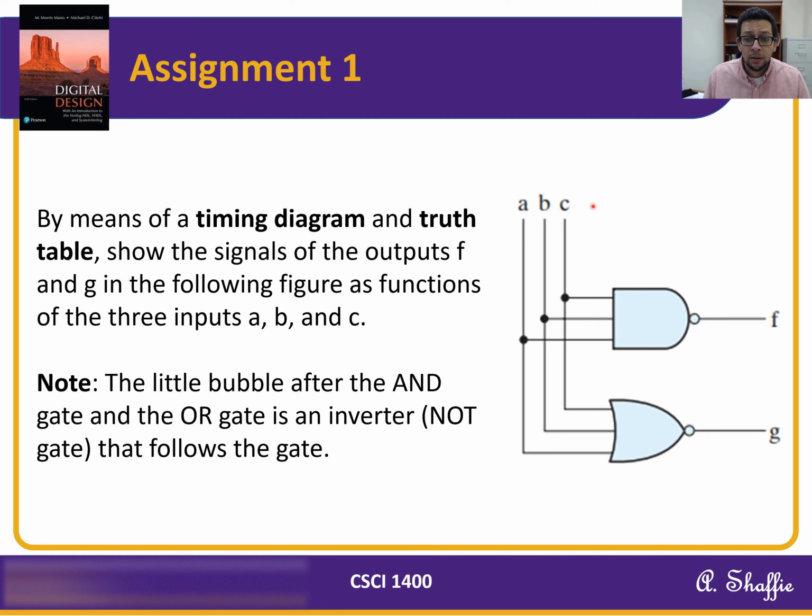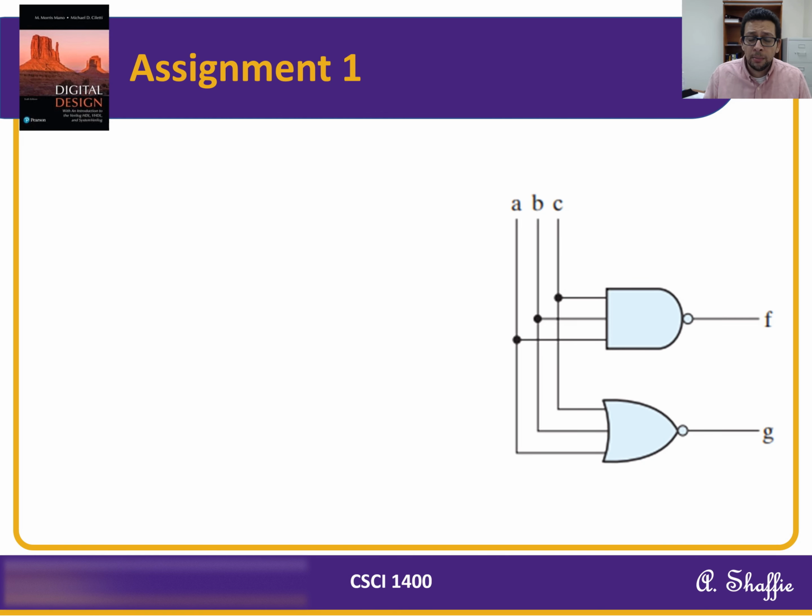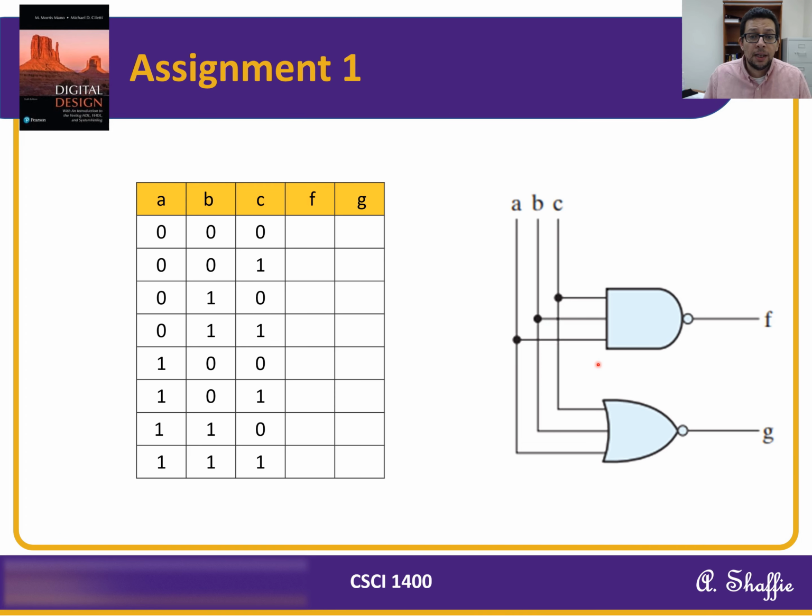We have here 3 inputs and 2 outputs. Let's start by building our truth table. Our truth table would be something like this.